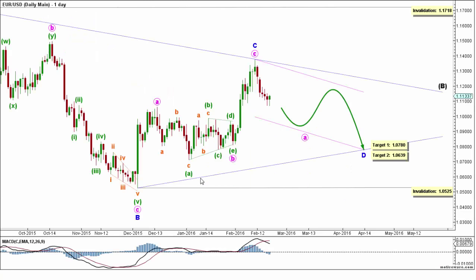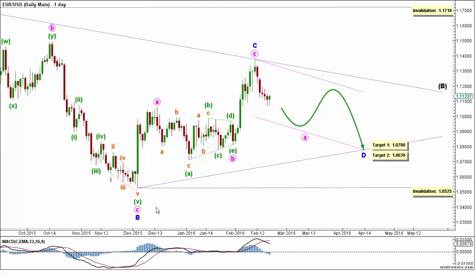Now, our main count on the daily chart sees that the euro is still moving sideways in intermediate wave B, which is forming a contracting triangle labeled minor waves A, B, C, D, and E. Here we can see that minor wave B formed a zigzag labeled minute waves A, B, and C, retracing 95% of minor wave A, and then minor wave C formed another zigzag labeled minute waves A, B, and C, retracing about 78.6% of minor wave B.